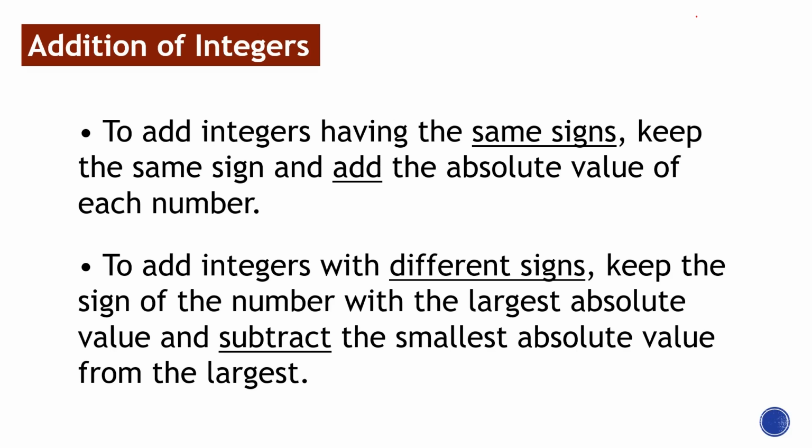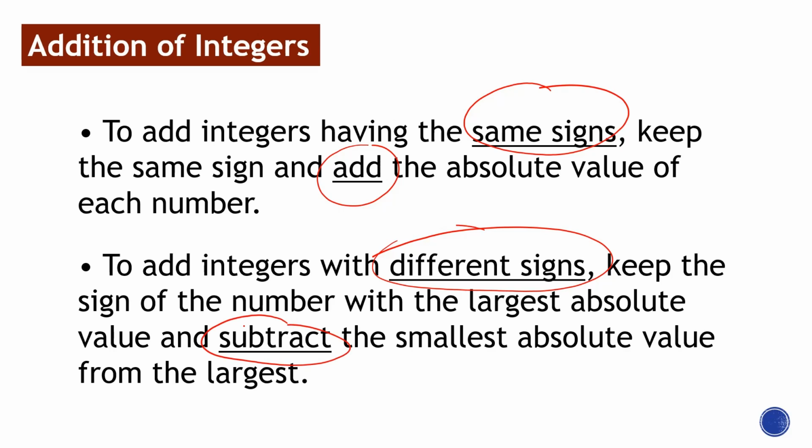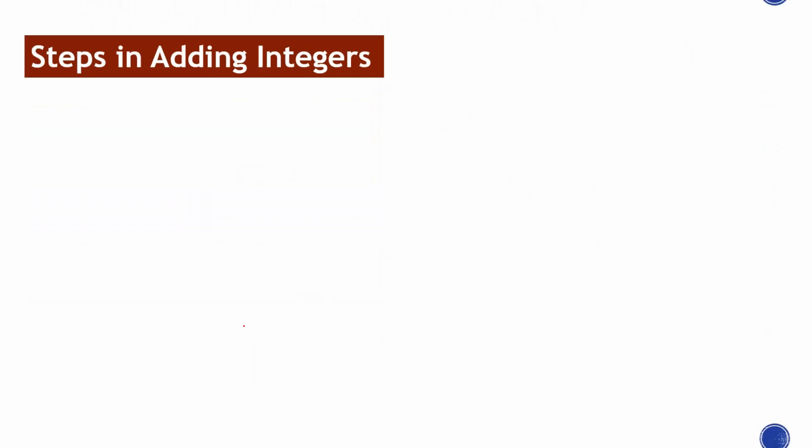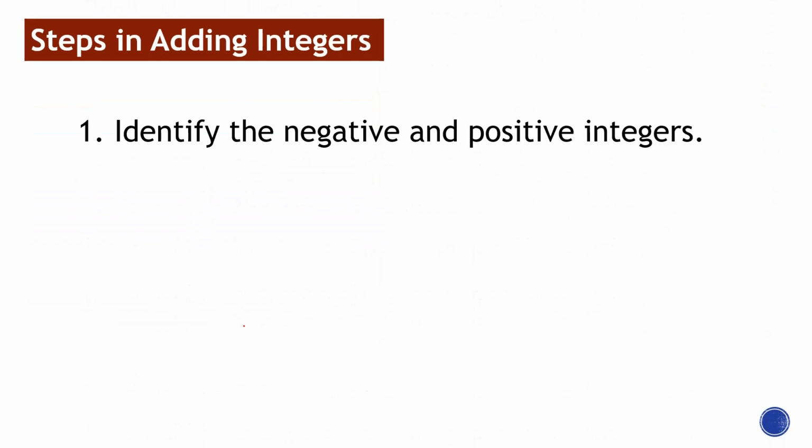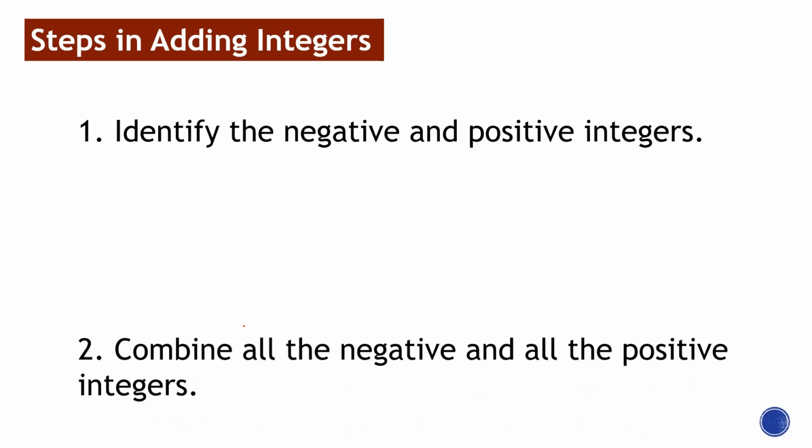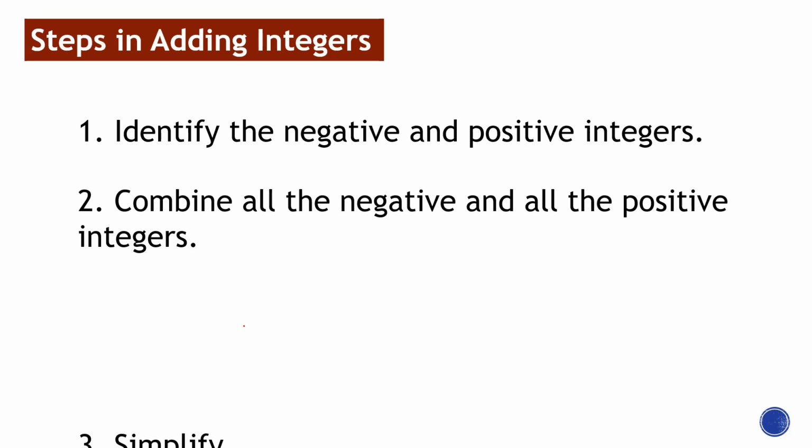So keep in mind that the distinction between these two rules is that if they have the same signs, you keep the sign and then add. If they have different signs, you will subtract them and you copy the sign of the number with the largest absolute value. Okay, let me give you examples. So these are the steps before I give you the example. Identify the negative and positive integers, combine all the negative and all the positive integers, and then simplify.